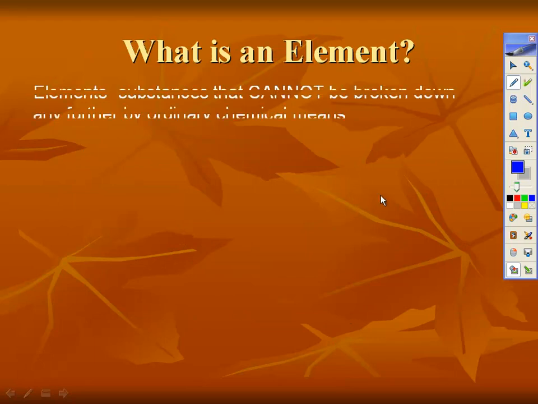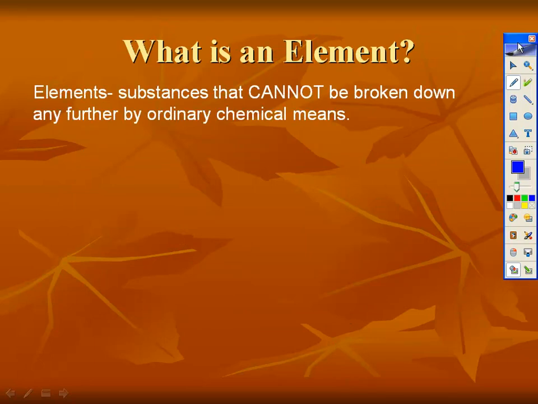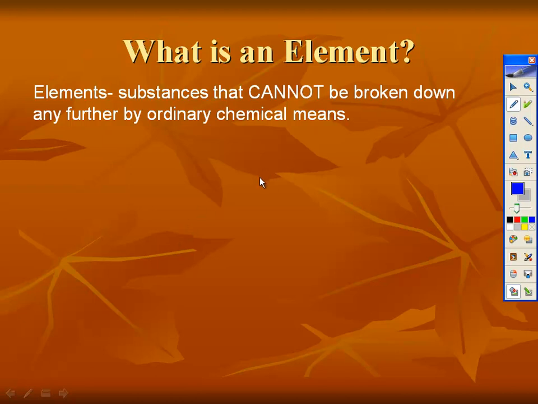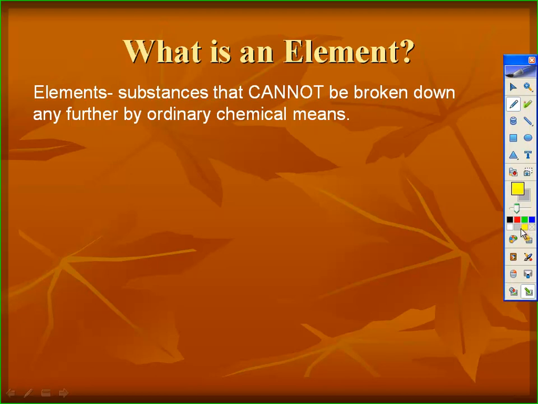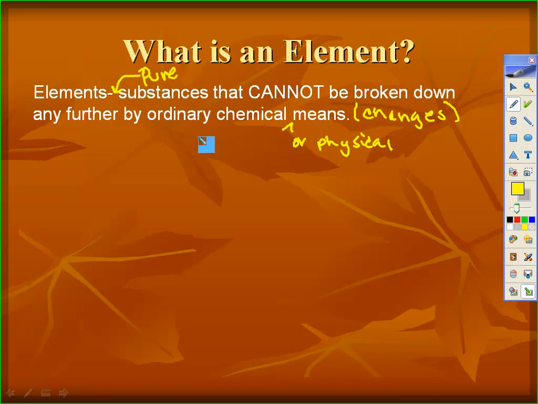What is an element? Well, elements are substances that cannot be broken down any further by ordinary chemical means. I suppose in there we could also add physical means, meaning changes. So they can't be broken down by ordinary chemical or physical changes. That means in order to break down an element, you need to have a nuclear change. Elements are also considered pure substances, so we can go ahead and add that in there.